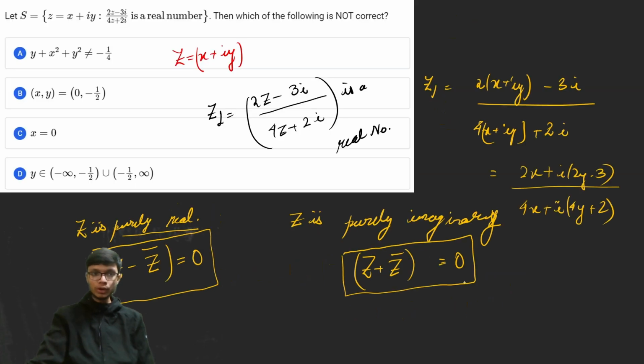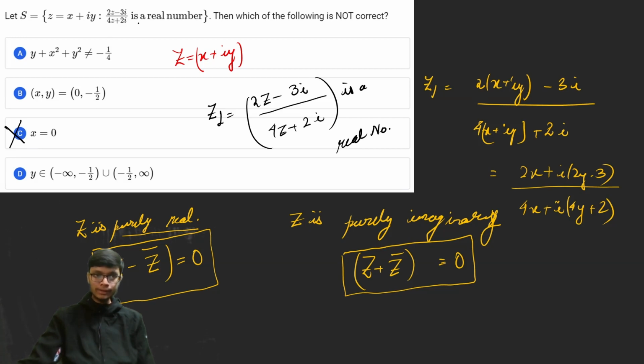Now you need to look for the option, because it is said which of the following is not correct. So again I am saying, in the question which of the following is not correct, from here I can directly cancel that x is equal to 0 is a true value, so this cannot be an option. Now I have to look for the values.